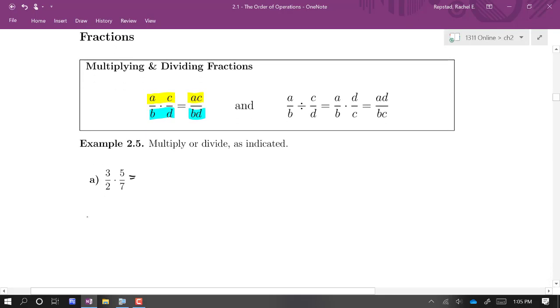In part A, 3/2 times 5/7. Well, 3 times 5 is 15. 2 times 7 is 14. And I leave it like this. Some people would take a look at this and say, well, wouldn't we say 1 and 1/14, because that's an improper fraction. And yeah, that is called an improper fraction. I leave it just like this. These numbers are easier to work with.